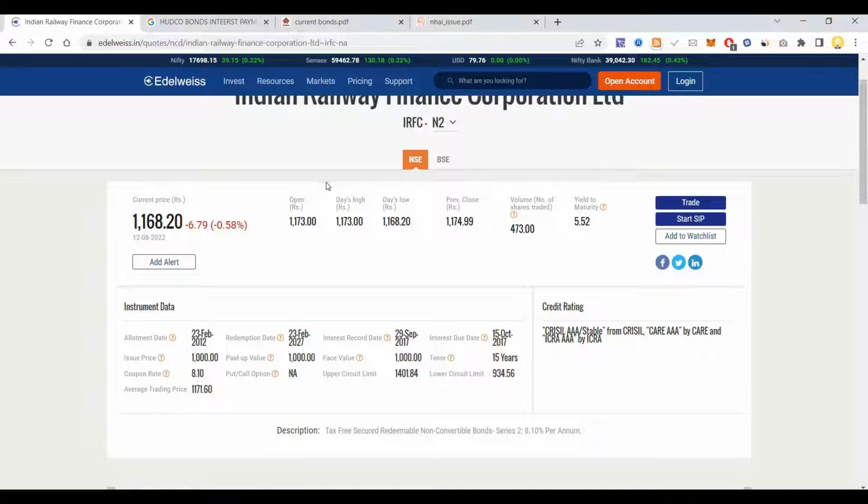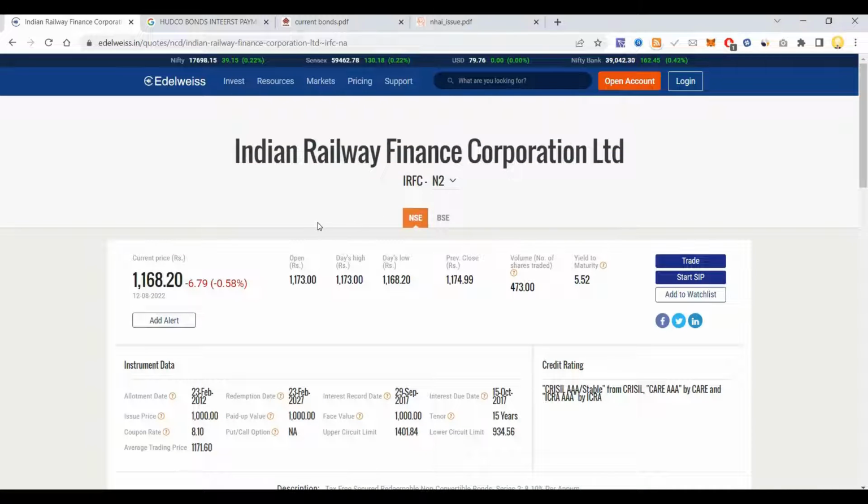Now for this bond, IRFC N2, the interest due date is 15th October. On this day the interest will get credited to your bank account. Almost, you'll get it on 16th October every year. It also depends on the holidays. For the interest record date, if you have this bond in your demat account by 29th September, then you will be eligible for receiving the interest.